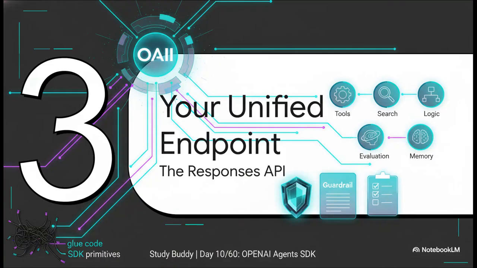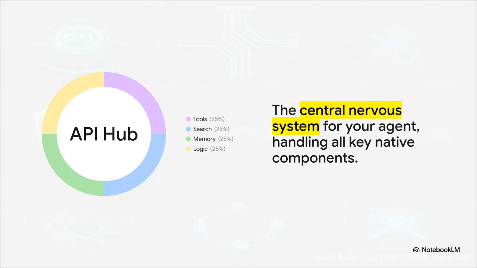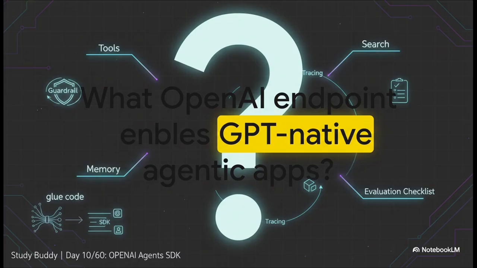Okay, so we've got these 4 amazing primitives, but how do we actually use them? Well, it all gets funneled through a single unified endpoint. This is your direct pipeline, your native path for deploying these workflows right on top of OpenAI's most advanced models. And here it is, the Responses API. Just think of it as the central nervous system for your agent. It's the one hub that handles everything, all the tools, the search capabilities, the memory or session state, and the core logic. This is the secret sauce that gets your workflows ready for what's coming next, and yeah, that includes GPT-5.